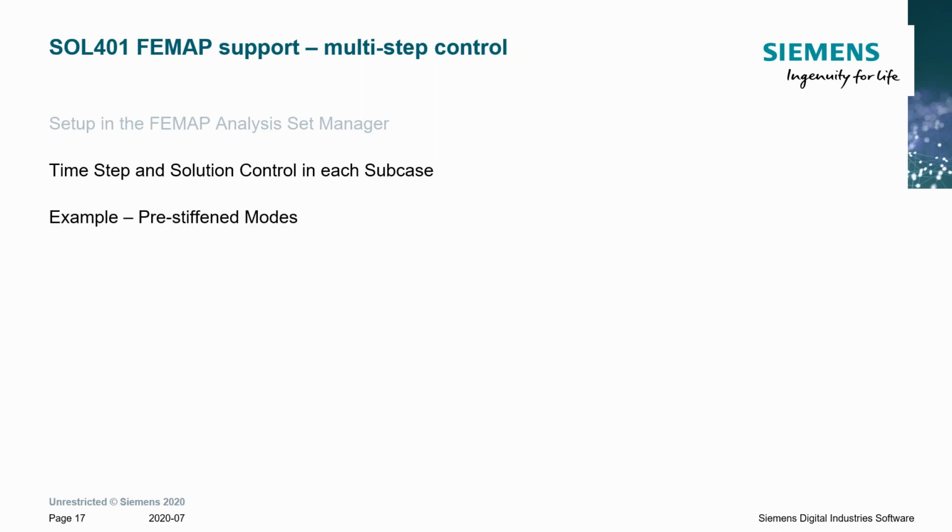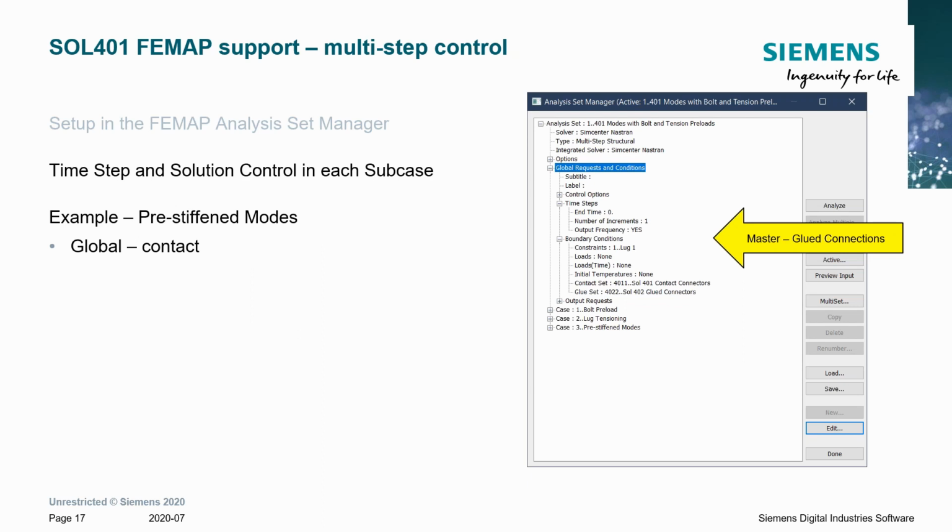So I'm going to show you the screenshots for a pre-stiffened modes model. The first one is I'm setting up the master, and what I'm doing is setting up the contact. In this case, you see I've got the contact connectors and the glue connectors, but there are no boundary conditions in here. Well, actually, I do have this constrained through the lug 1. And you notice that the end time is 0 because I'm just setting up the boundary conditions in the contact.